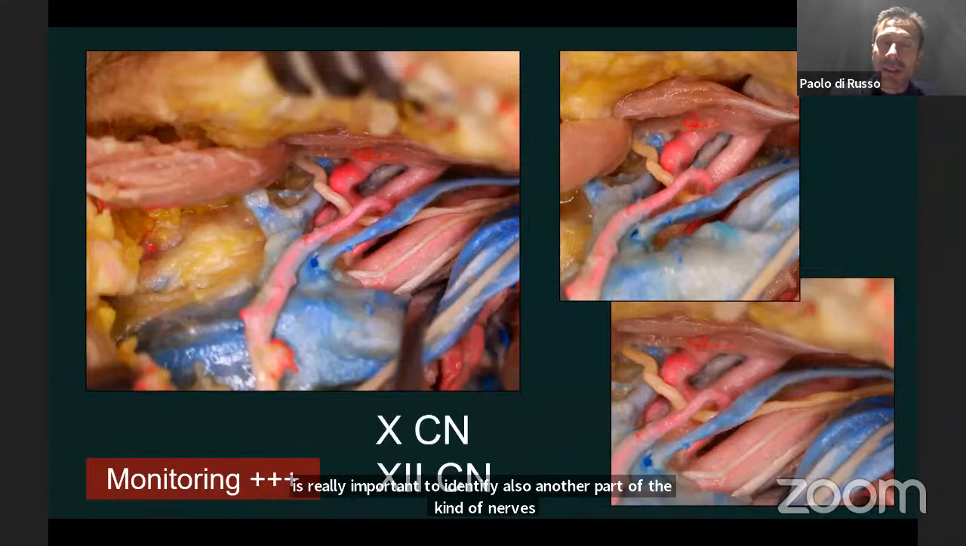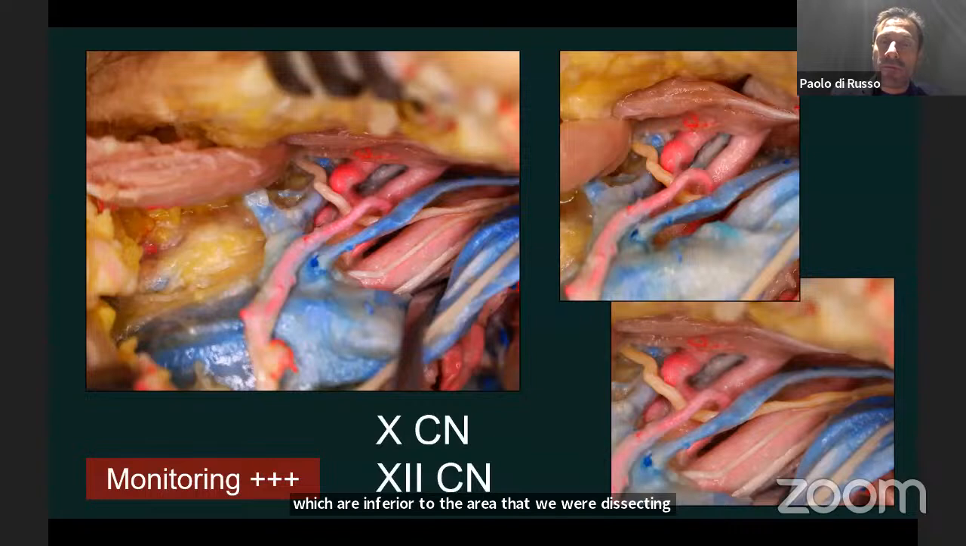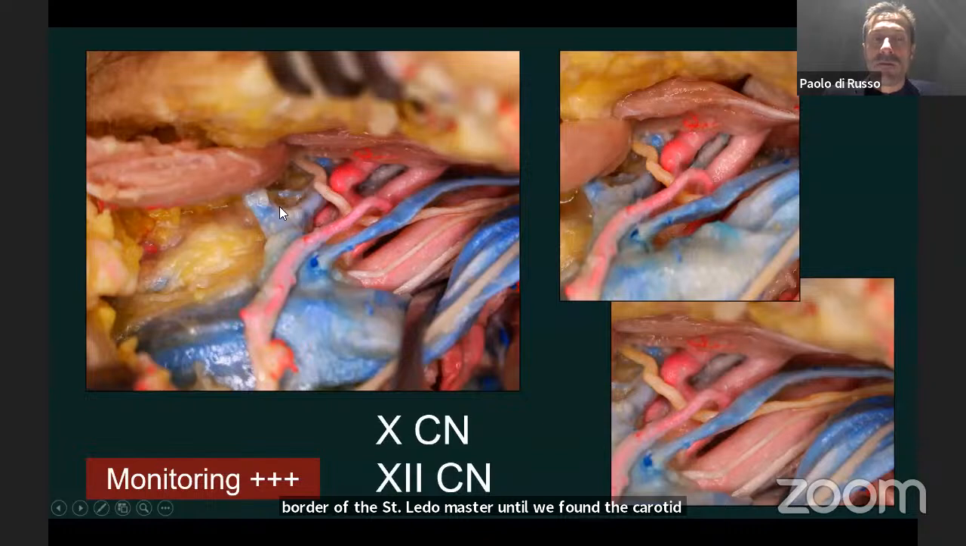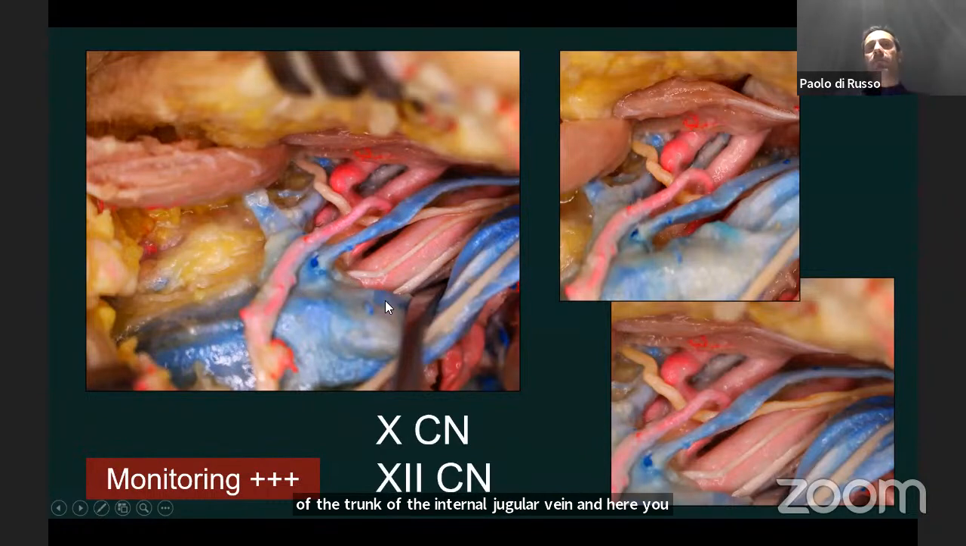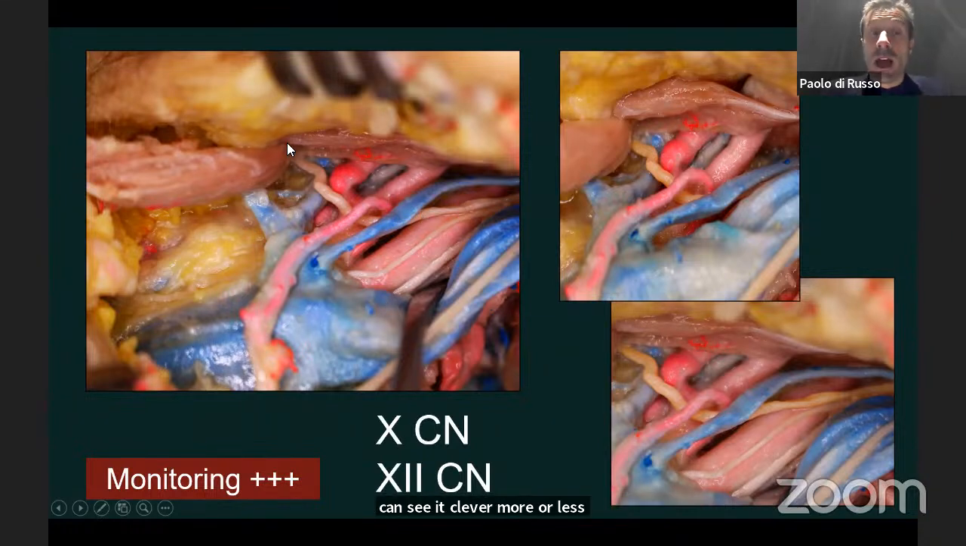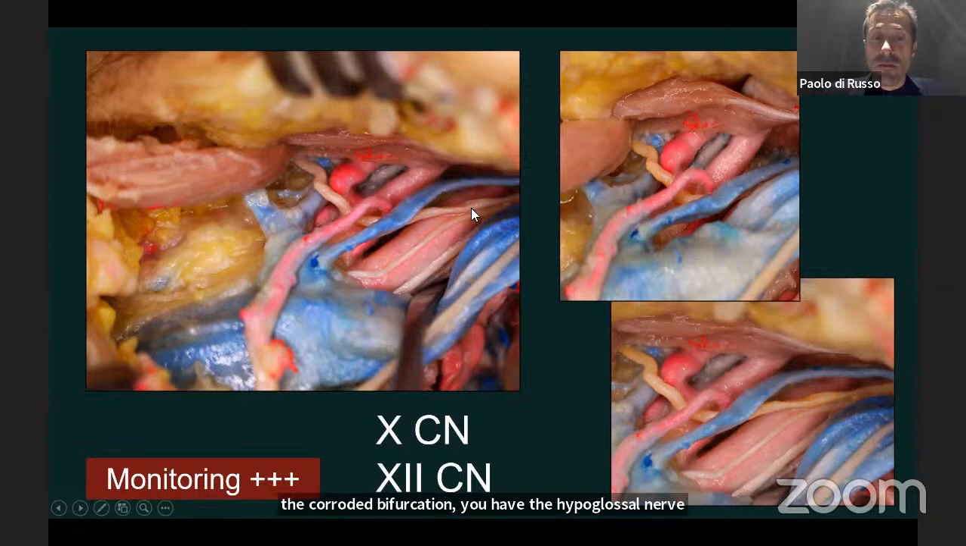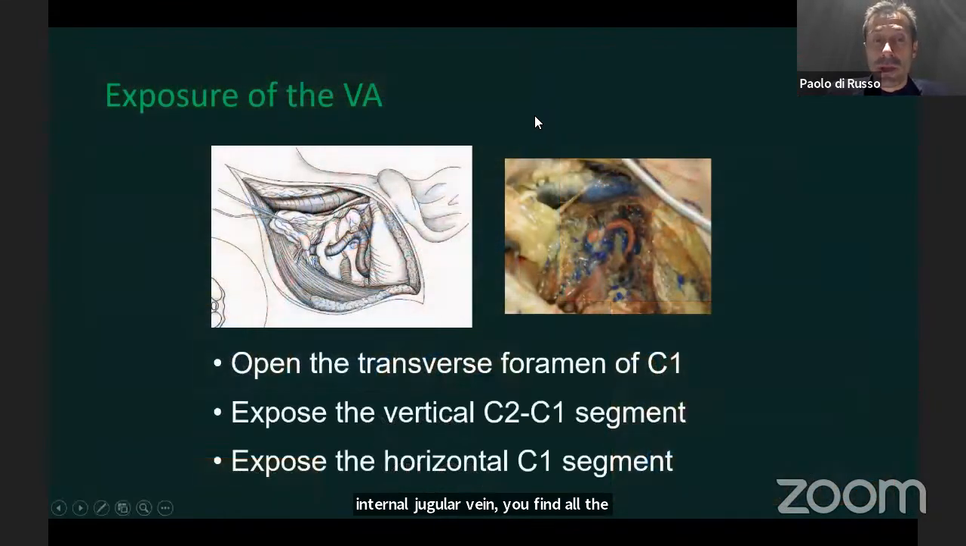And before doing that, it's really important to also identify another group of nerves which are inferior to the area that we were dissecting now. So we follow inferiorly the ventral border of the sternocleidomastoid muscle until we find the carotid bifurcation, and the thyrolinguofacial branch of the trunk of the internal jugular vein. Here, at the level of the carotid bifurcation, you have the hypoglossal nerve with the ansa hypoglossi running in this direction. And if you retract the internal jugular vein posteriorly, you find all the branches of the vagus nerve.